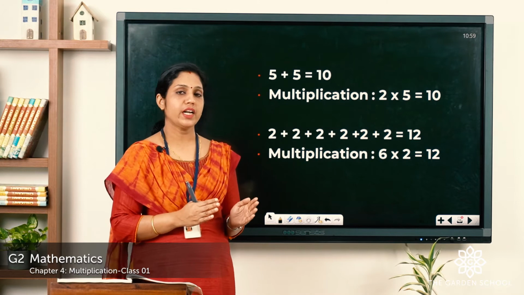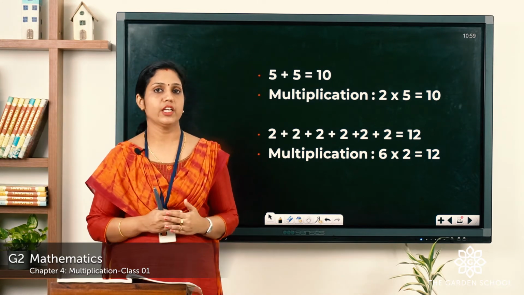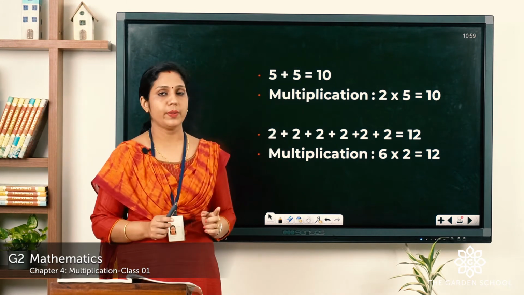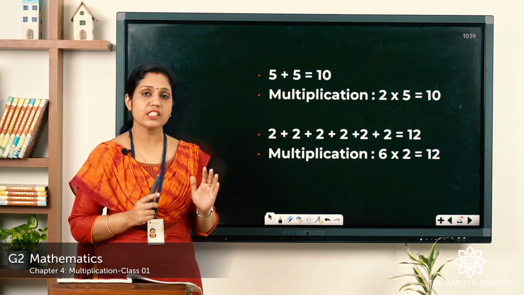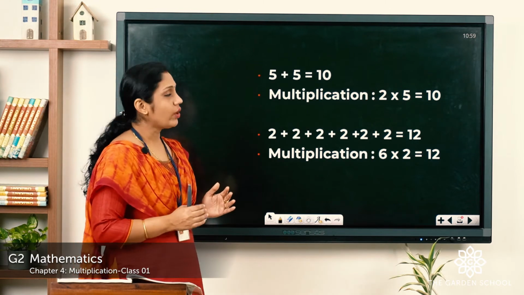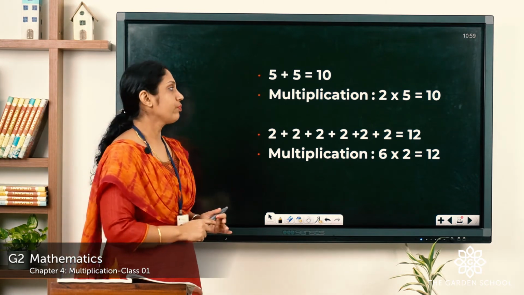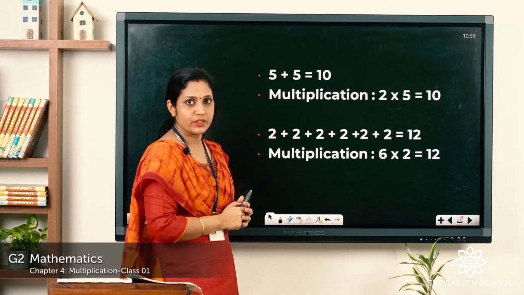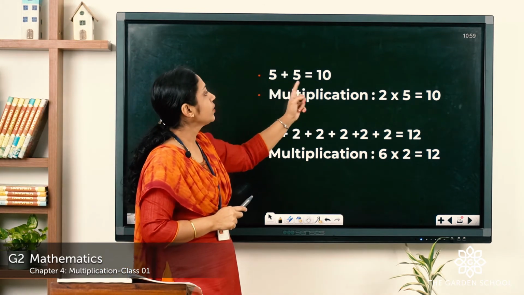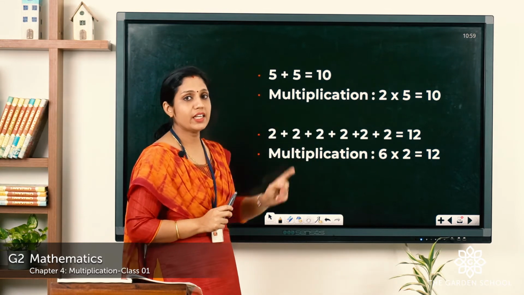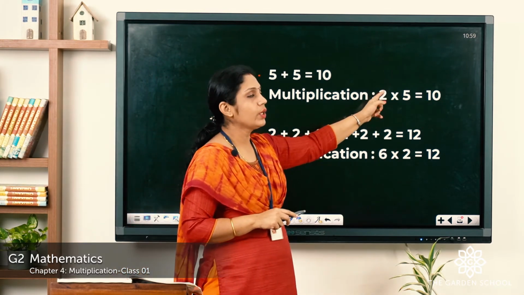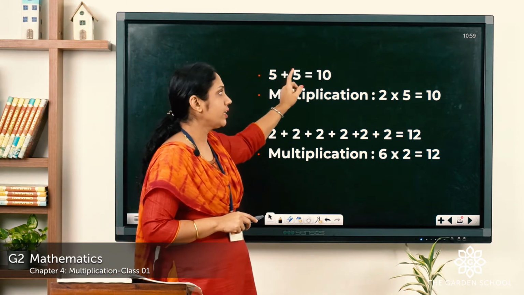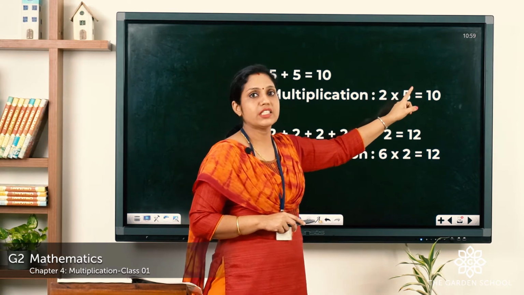Let's check the repeated addition form and how to write it in the multiplication form. The number 5 plus 5 is in the form of repeated addition, and the answer is 10. So how can we write that in the multiplication form? How many 5s are there? First calculate. There are 1, 2 5s. So write the number 2 first and put the symbol into, and then which number has been repeated? 5 has been repeated. So write it as 2 into 5 is equal to 10.